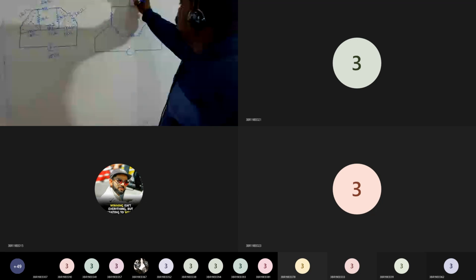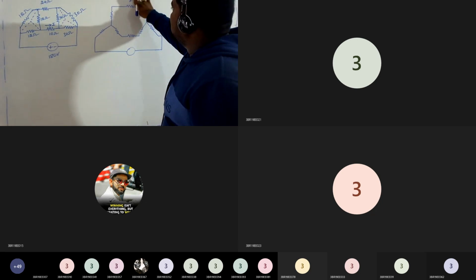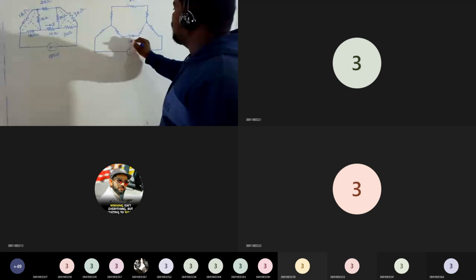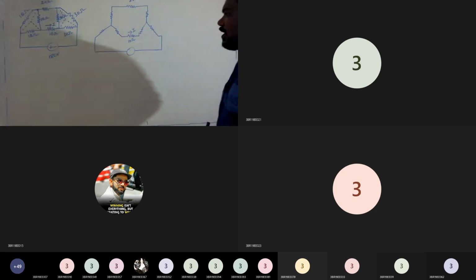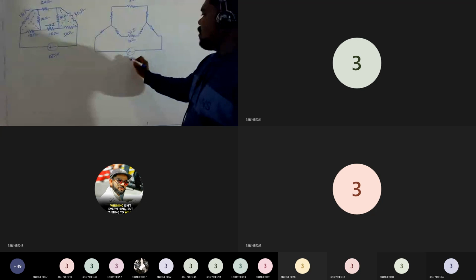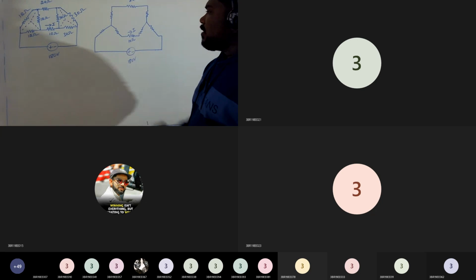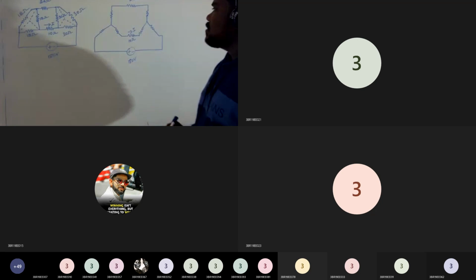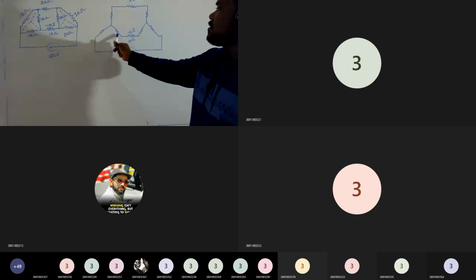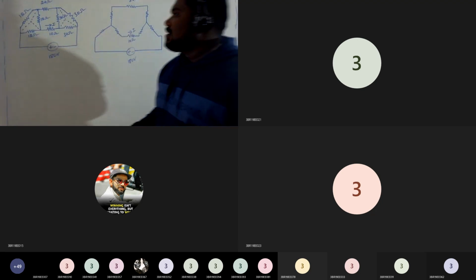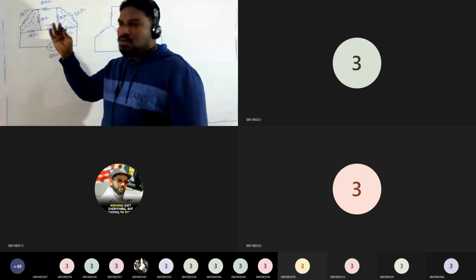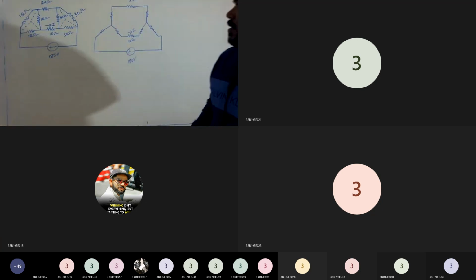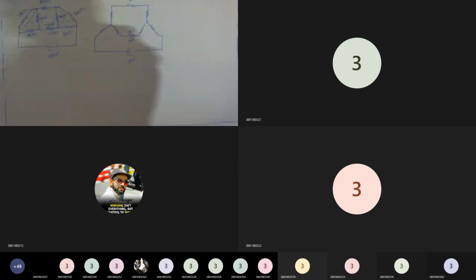Start the network. Okay, this is a 24 ohm resistor. And here is the element where we are interested in finding the current flowing through it. There is a voltage source of 180 volts. Now let us evaluate these star connected resistors using delta to star. Can anyone tell me the value?